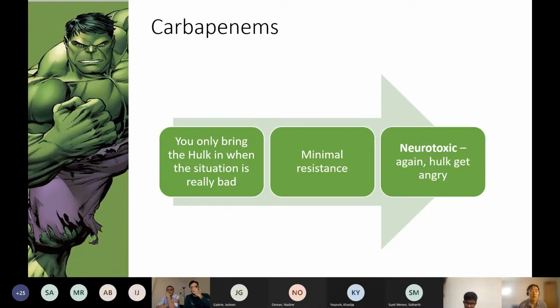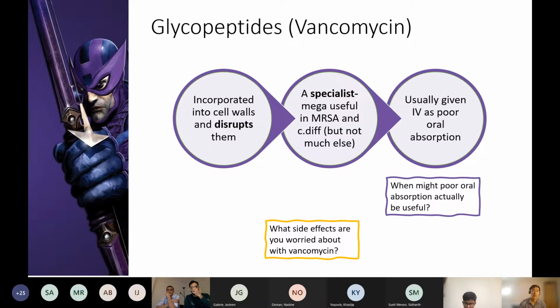Sweet. So we think of glycopeptides like vancomycin as our Hawkeye. It's a very specialist agent. And the way it works is it goes into the cell wall and it disrupts them. So there's not as much resistance to it by breaking things down. And bacteria don't have an enzyme to break this down. It just gets put in their cell wall and screws it up. We think it's a specialist. It's very useful in specific conditions. So MRSA, when we know there's an antibiotic that's resistant to penicillins, and C. diff as well. But you won't see it too much in other conditions.